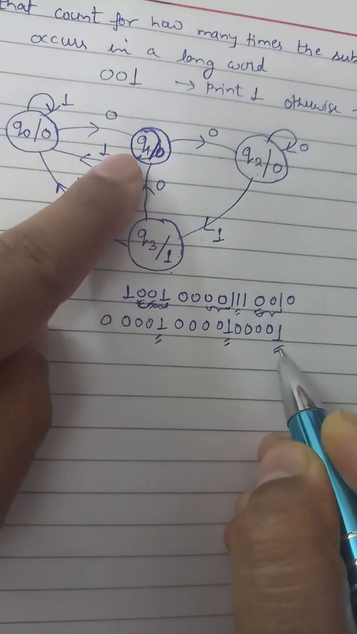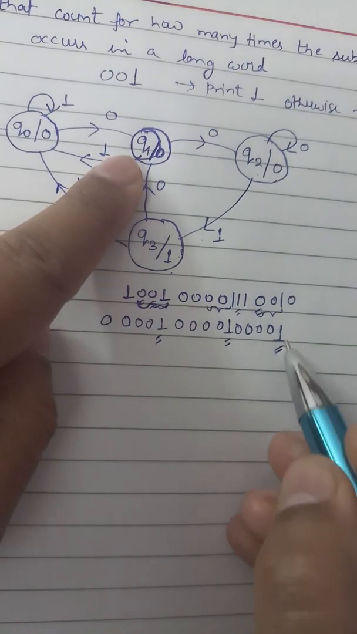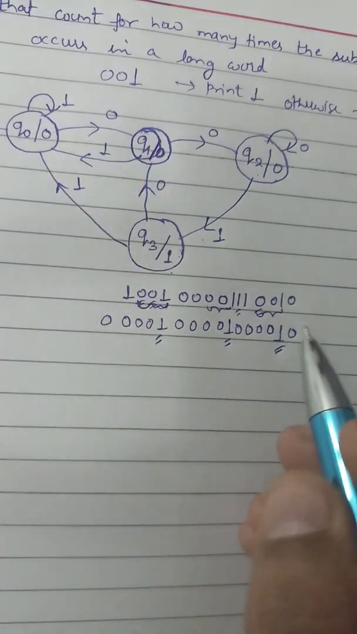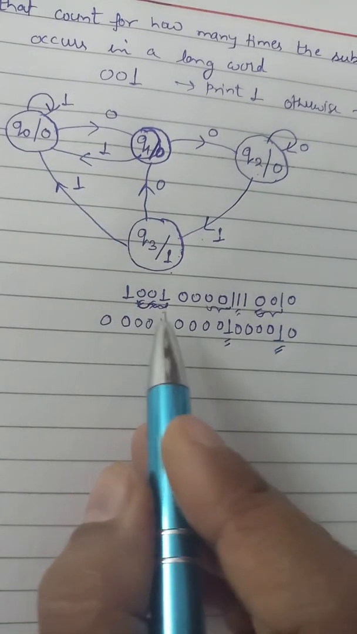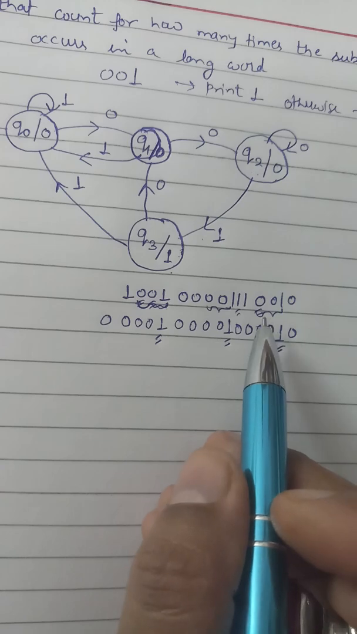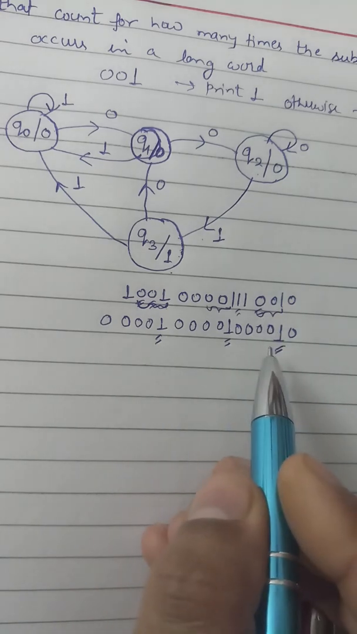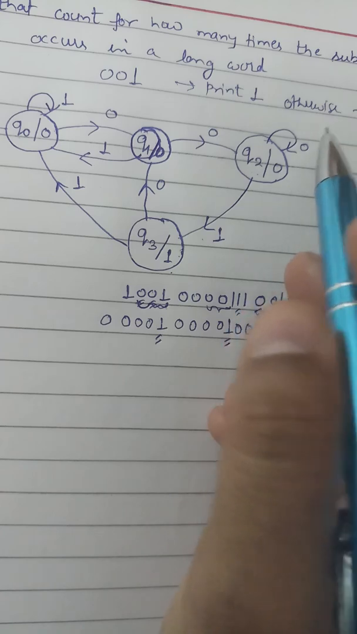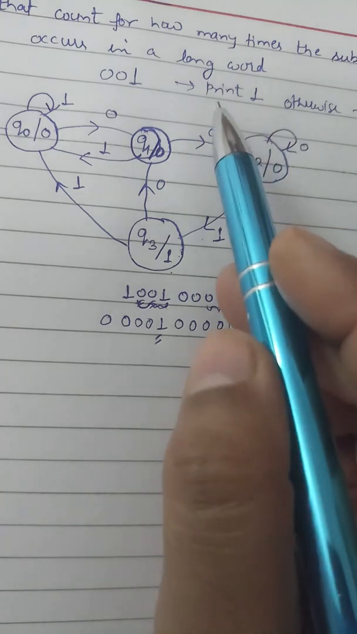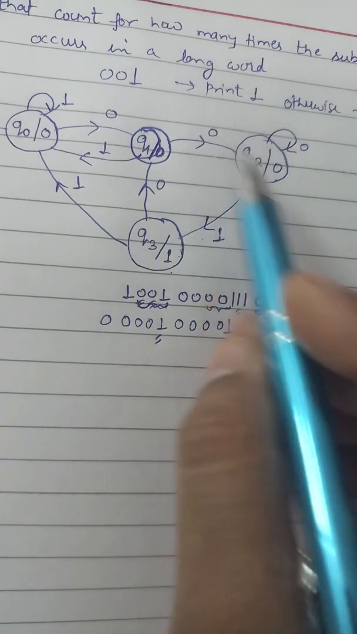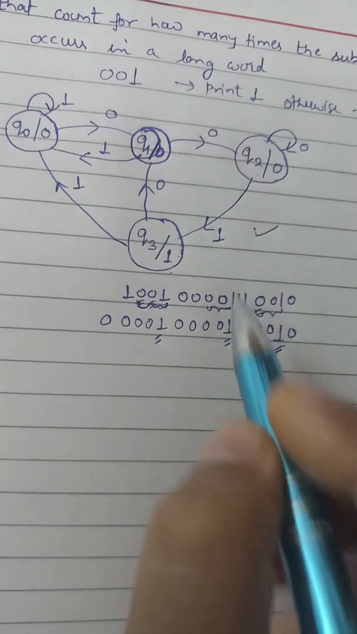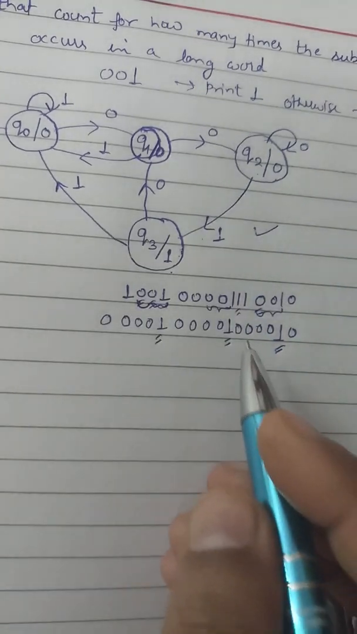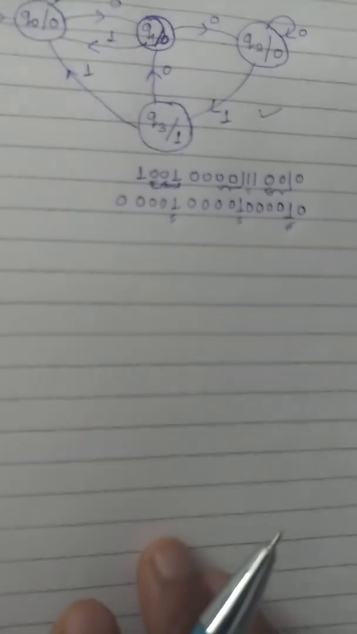And for 0, we reach Q1, so we get 0 here. So here we can clearly see that whenever the 0, 0, 1 string comes, it will print 1. So this is the Moore machine. And however many times the substring 001 comes in that long word, it will print 1, otherwise it will print 0. It is clear from that string. Now move to the next.